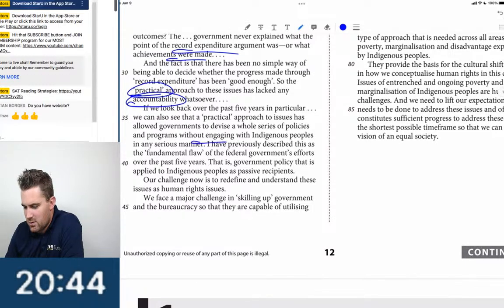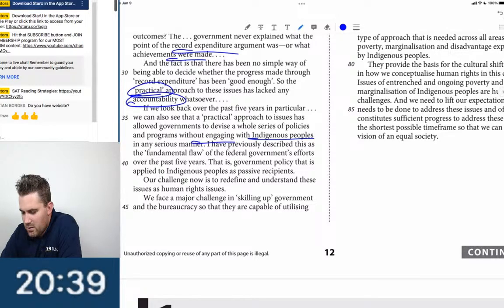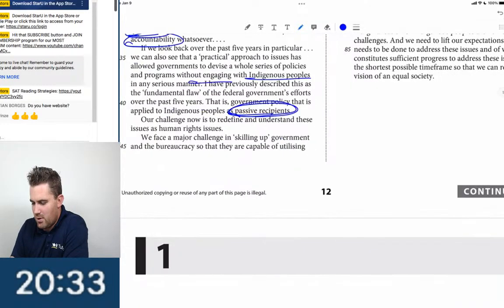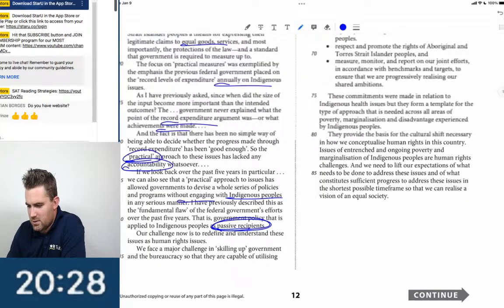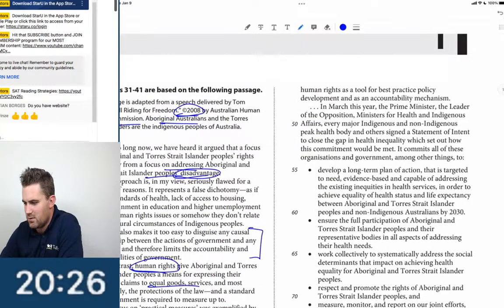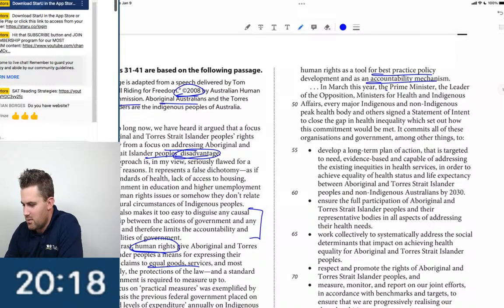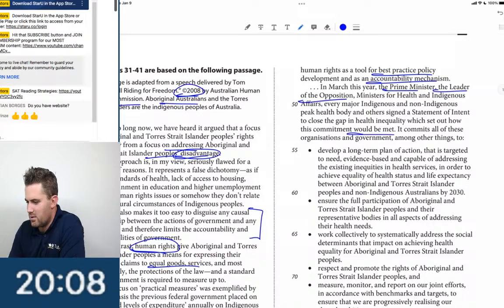Without engaging with indigenous peoples is a fundamental flaw, treating them as passive recipients, right? Giving up would be so that they're capable of utilizing human rights as a tool for best practice policy development and accountability mechanisms. The opposition minister, the leader, the prime minister, the leader of the opposition, and ministers for all the others signed the Close the Gap in health inequality statement, which set out how this community would be met.